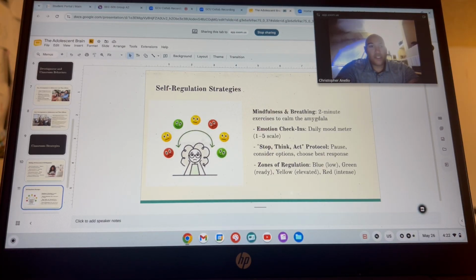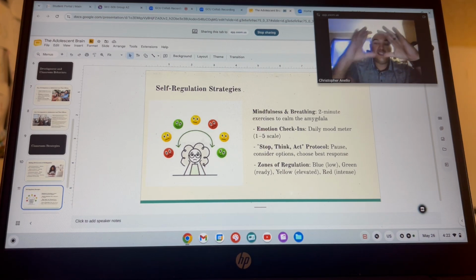Emotion check-ins, just even if they're walking in, you could be like, hey, what up? How are you? Check in. Or if it's in, say, elementary, they could use one of the little symbols that we have in the slide. And, this is how I'm feeling today. They put that on theirs. Now you're aware. Stop, think, act, protocol, pause, consider action. Just gives the kids a chance to second guess themselves. Zones of regulation, you have blue, which is low, green, which is ready, yellow, which is kind of elevated, and red, which is like intense, right? Kind of think of Inside Out, those type of movies. That's what it connects to.